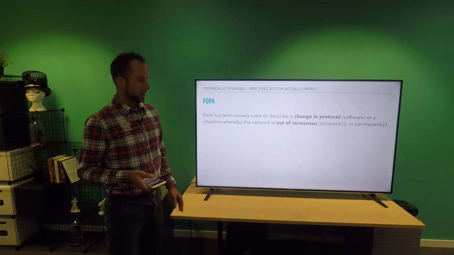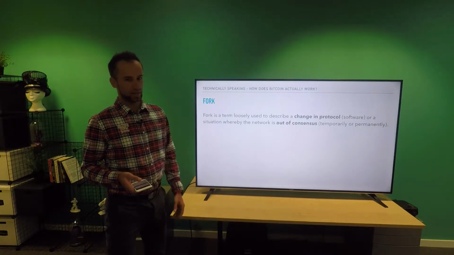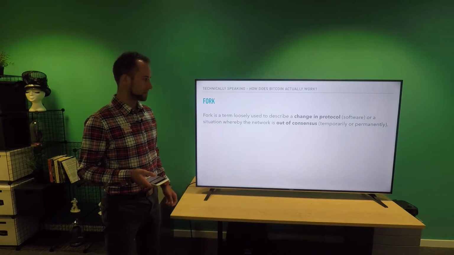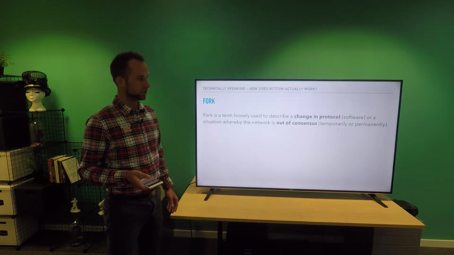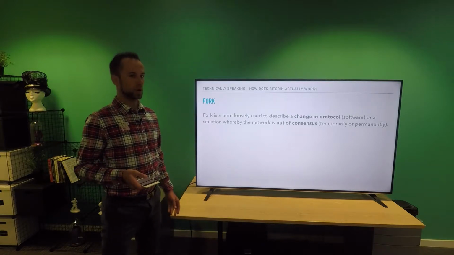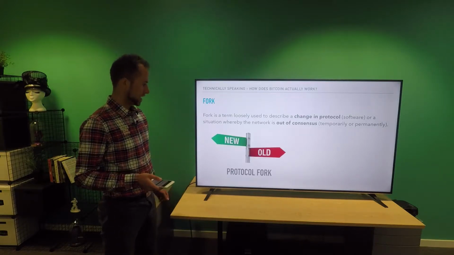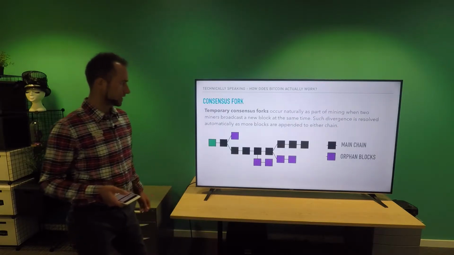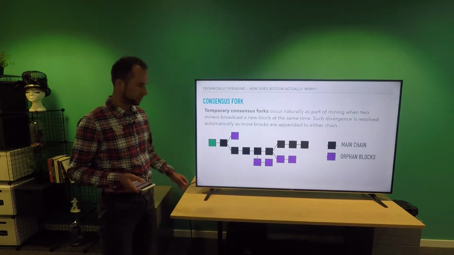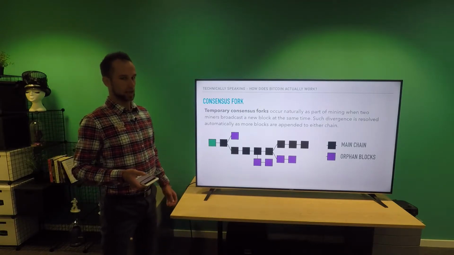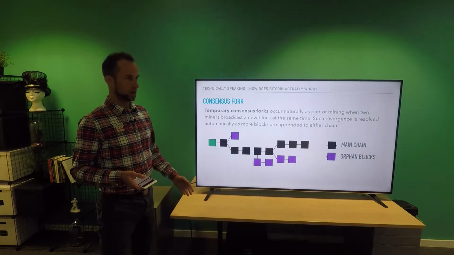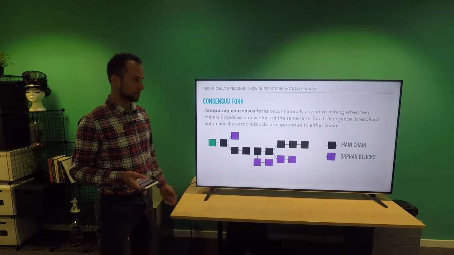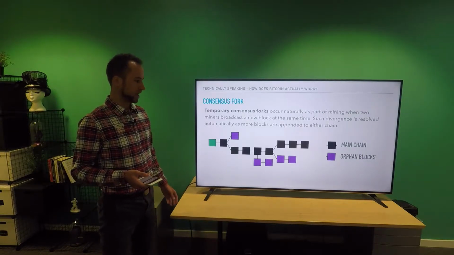Fork in general is a term loosely used to describe a change in a protocol or software, or a situation where a network is temporarily or permanently out of consensus. Let's start with a consensus fork. A temporary consensus fork occurs naturally as part of mining operations, and it's something that we would normally not notice. It would be only miners who are aware of this.